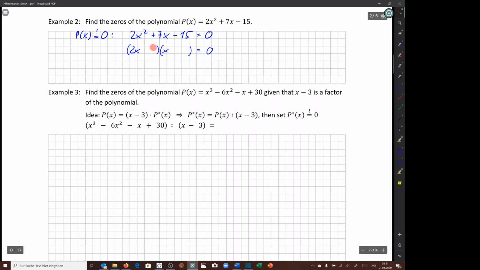The product of the numbers in here has to be 15, and then we have to end up with 7x, so we have to look at potential candidates. It seems most obvious that 5 and 3 are good candidates.